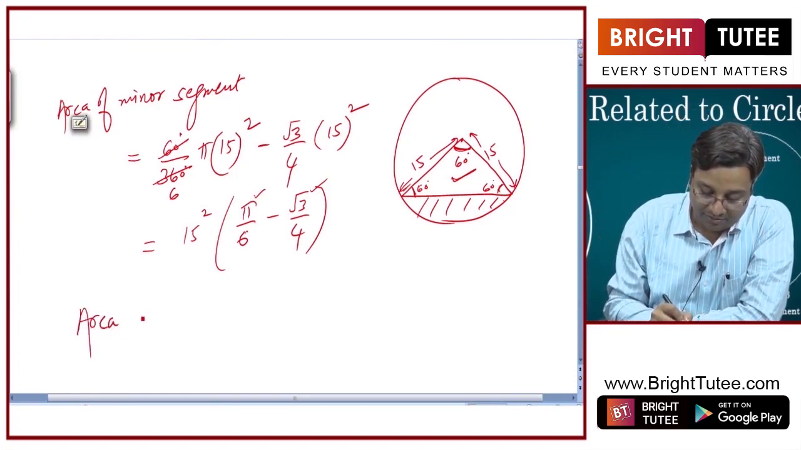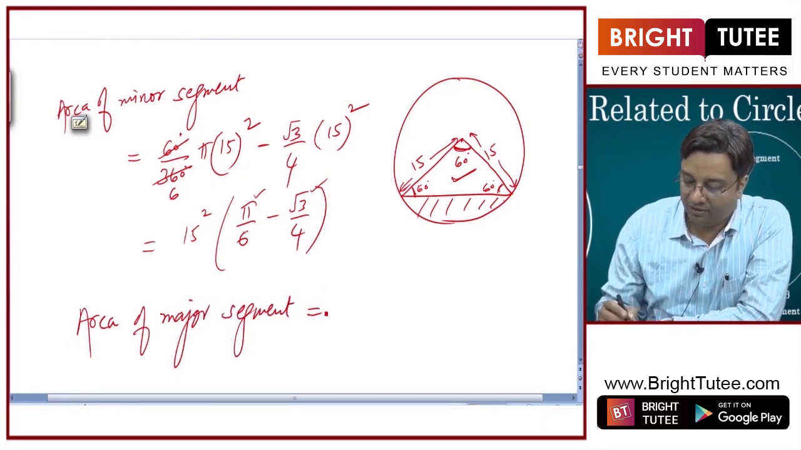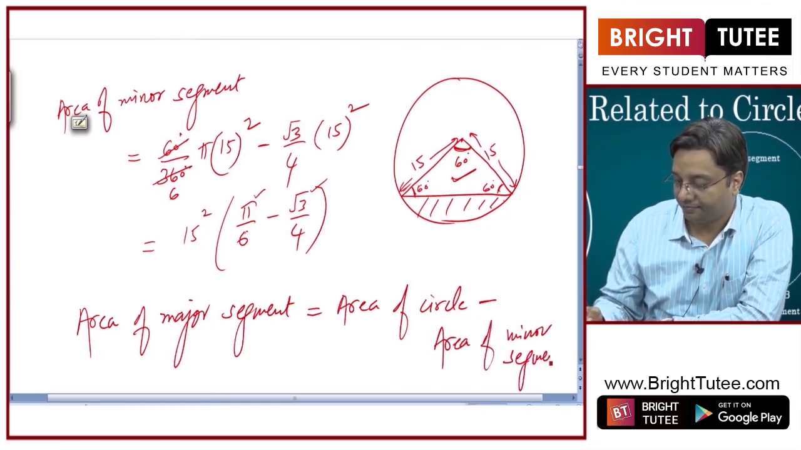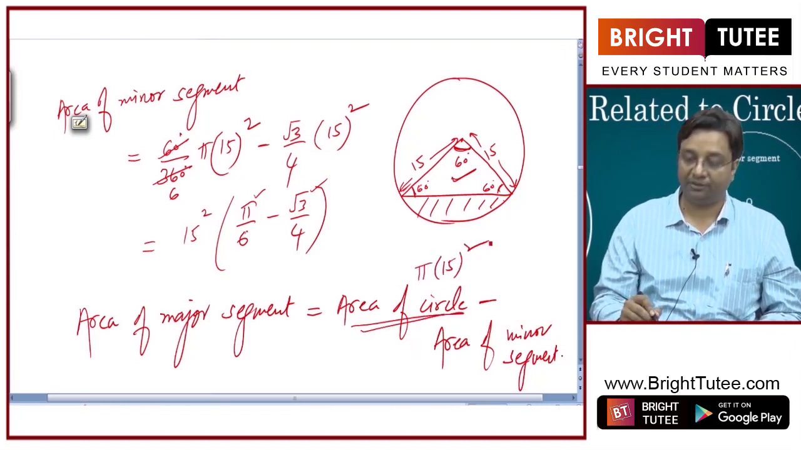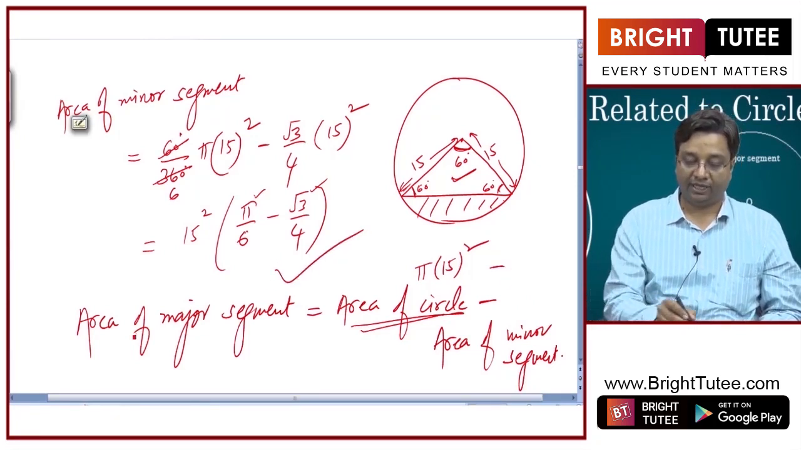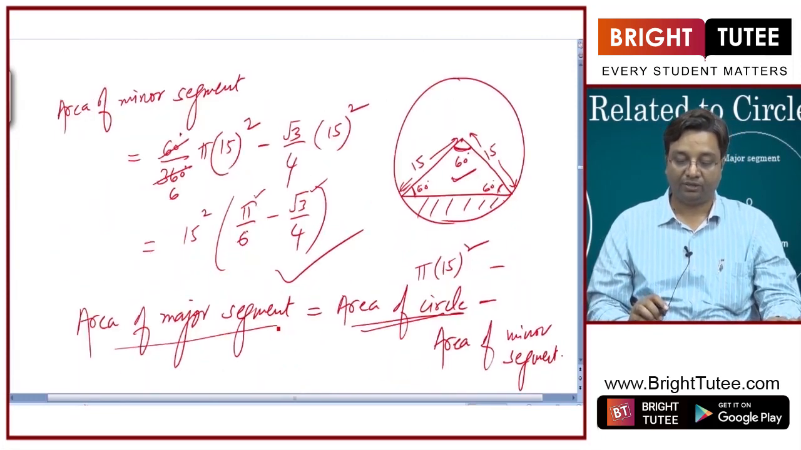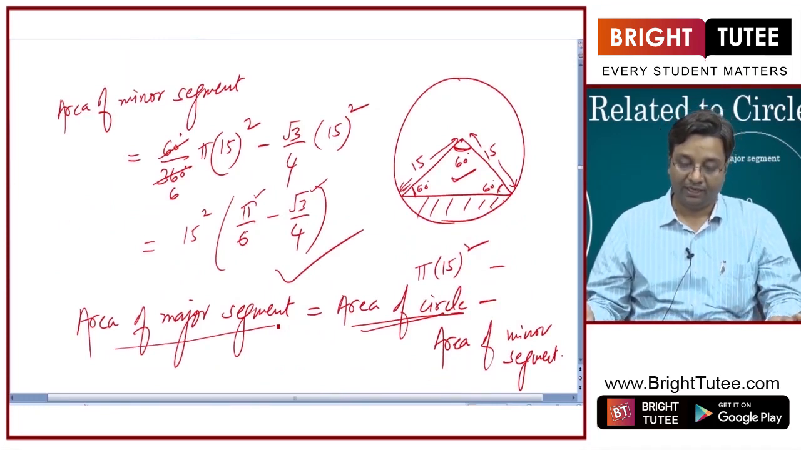Now area of major segment is equal to area of circle minus area of minor segment, right? Area of circle you know is pi r square, so it will be equal to this, minus area of minor segment you have calculated here, right? So area of major segment can be calculated easily. So this is how we will calculate areas of minor segment and major segment in this question.